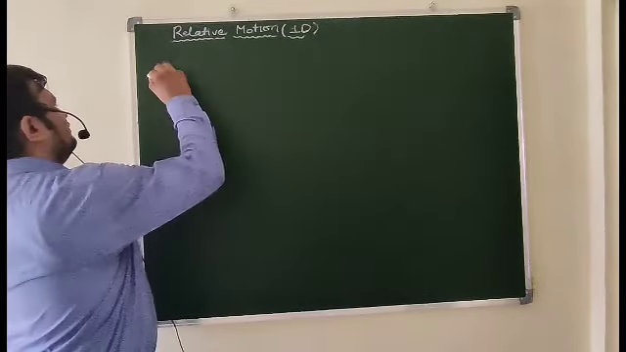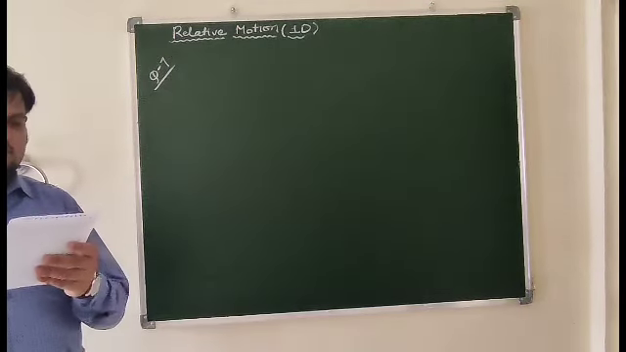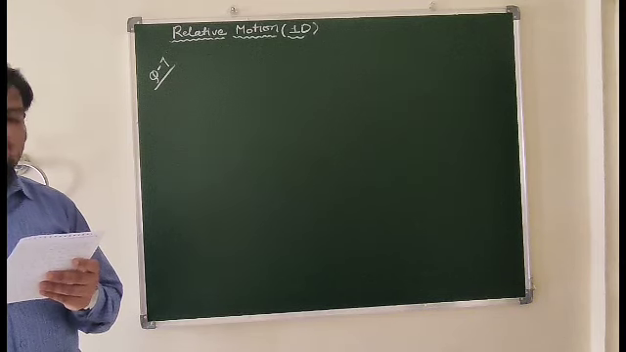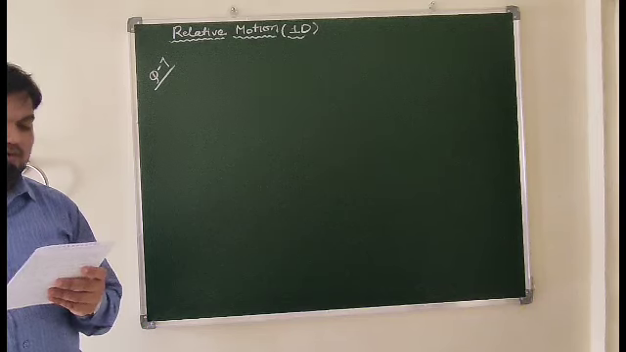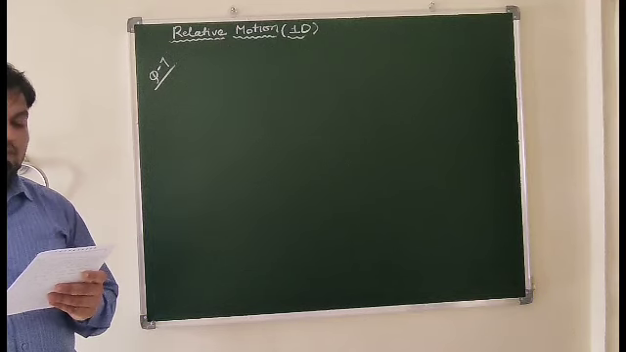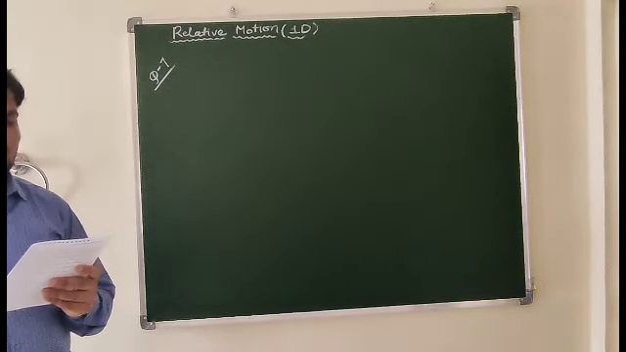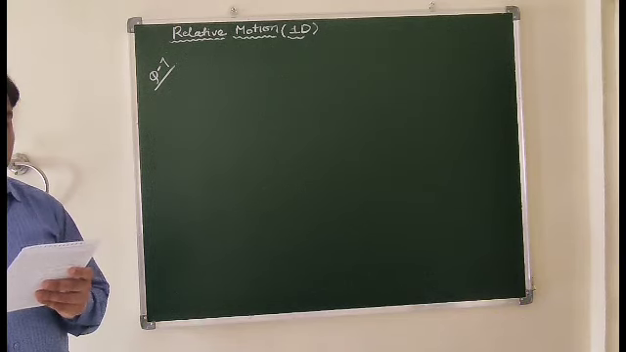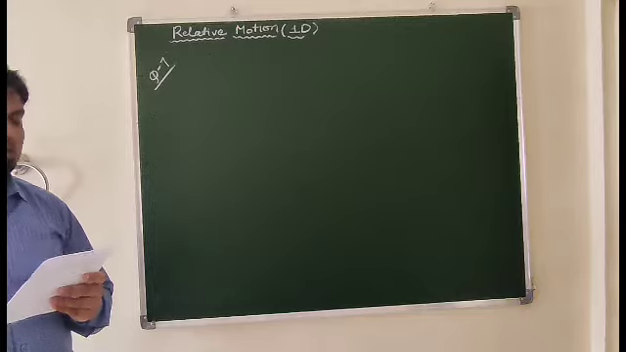Now question number 7. In question number 7, a body is thrown up in the lift with a velocity of u relative to the lift, and the time of flight is found to be t. Now we have to find out the acceleration with which the lift is moving up.